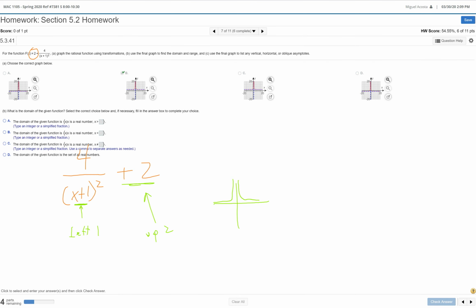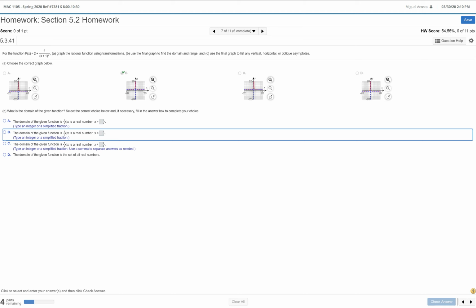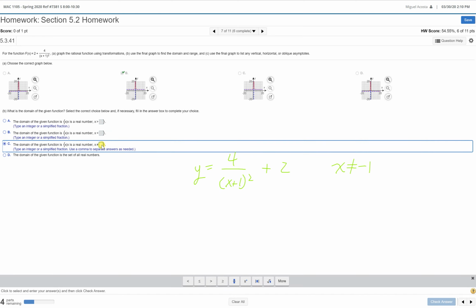Next, let's clear the drawing board. Domain. So it's easy to figure out. The domain would be whatever would make that denominator 0. So in this case, what's the one number that would make x plus 1 equal 0? And you guys guessed it, negative 1. x cannot equal negative 1. So we're going to go ahead and put that x cannot equal negative 1. Alrighty.